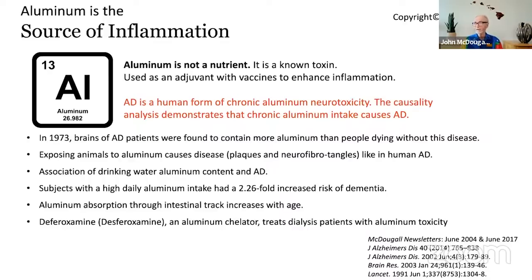And we also have many experiments that look at the aluminum content of drinking water in various communities. And those who have a high aluminum content have a higher rate of Alzheimer's disease, as much as 3 times the risk. So as you get older, your gut is more permeable to aluminum. And that may be one of the reasons that it becomes more common as people get older. It's a disease of older people, even though it does occur in younger people.